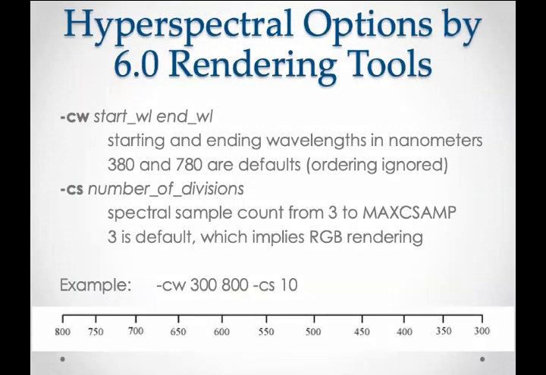So the hyperspectral options are the -CW, as I mentioned, the starting and ending wavelength, which can be in either order. It makes no difference. And the number of divisions, which can go up to 24 in the default compile. So for example, you might do CW 300 to 800 with 10 steps.